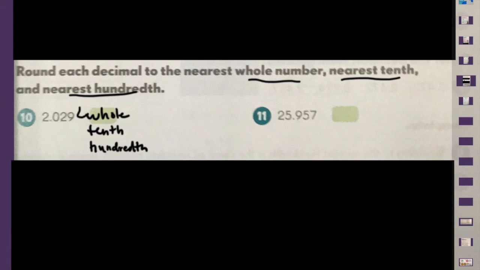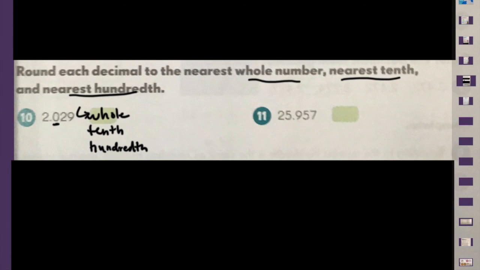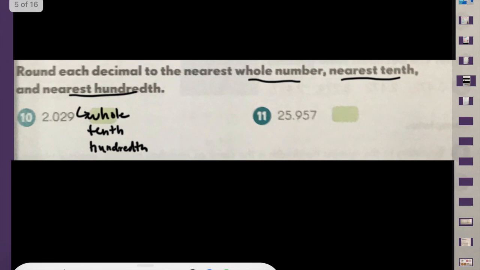Now, when we're talking about the nearest whole number, we're talking about rounding to the ones place. So the ones place we would underline, and then we could draw our back door. The tenths place, a reminder where the tenths place is. In this case, the 0 was there. We could draw our back door. And then the hundredths place, draw your back door. So you're going to have 3 different rounded numbers for number 10, and then 3 different rounded numbers for number 11. So go ahead and do your thinking, and then check back to see if you're thinking.